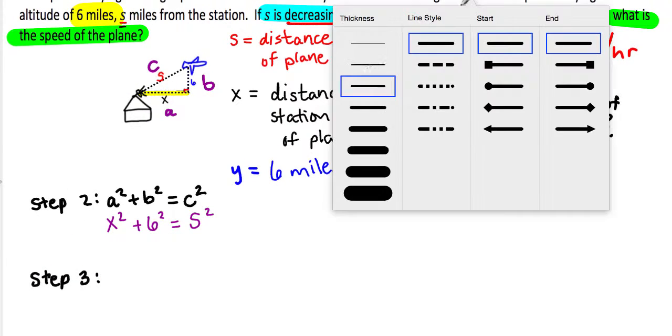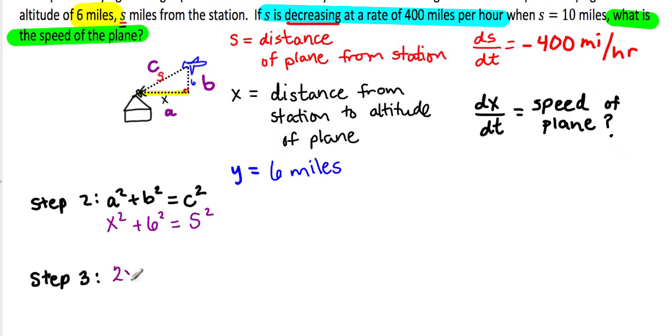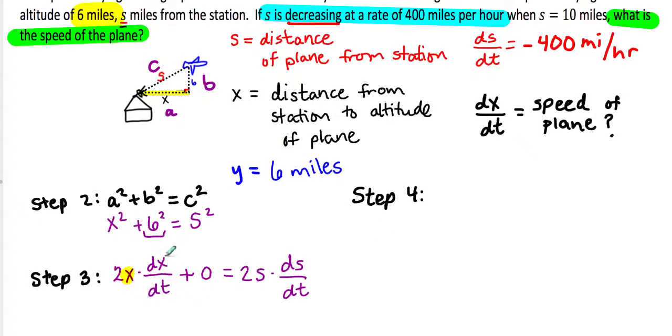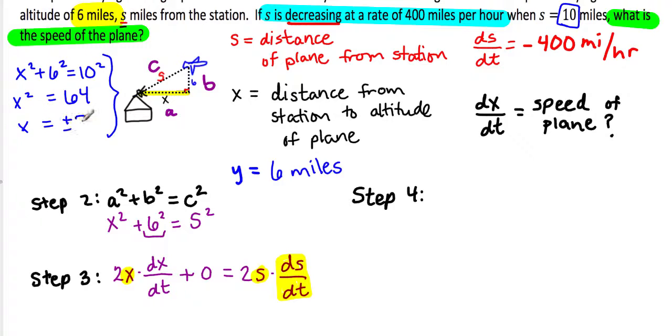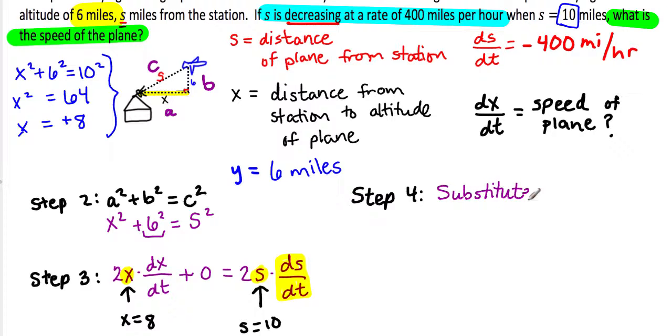to differentiate. So now differentiating everything with respect to time, we get 2x dx/dt plus the derivative of a constant, which is 0, equals 2s ds/dt. And finally, in step 4, just replace all of the values that we know for x, s, and ds/dt. Since we didn't know what x was equal to in that right triangle, we simply have to use the Pythagorean theorem to solve for x when s is 10. So you should get x equals 8.